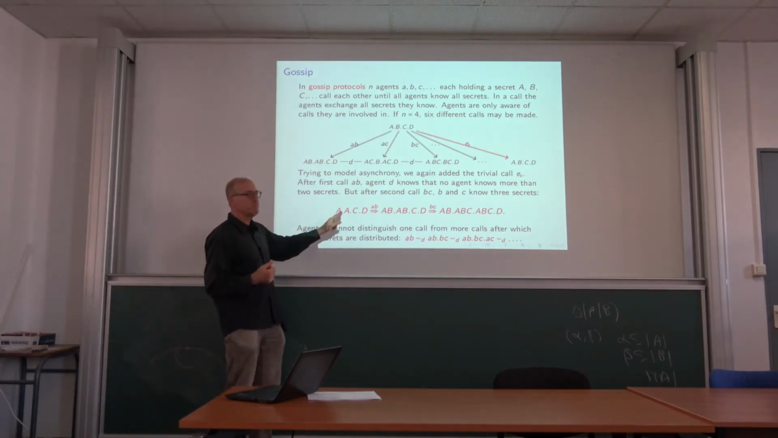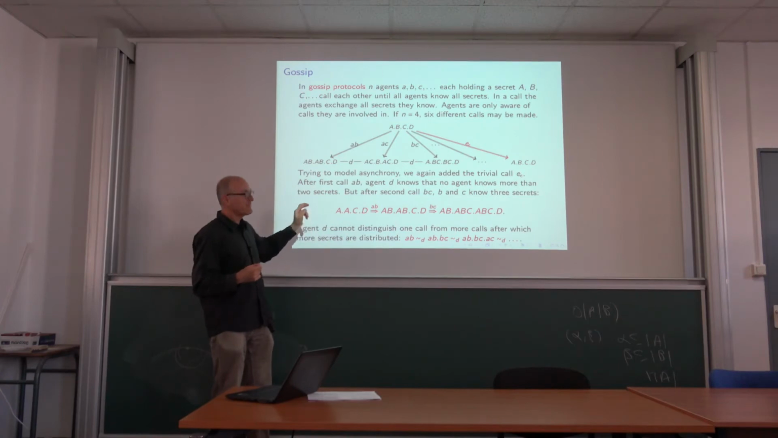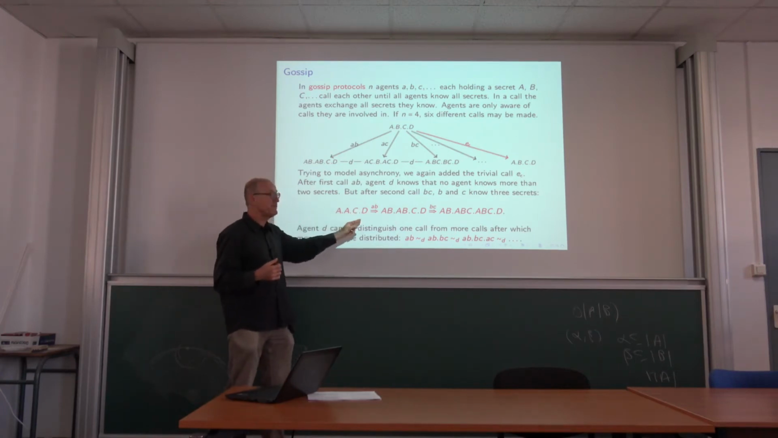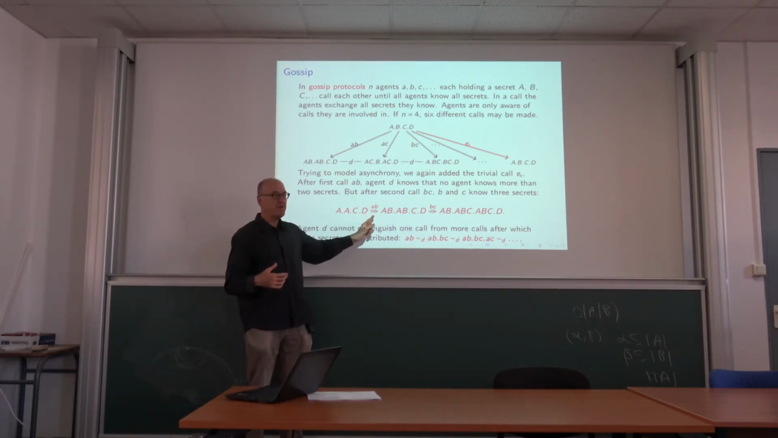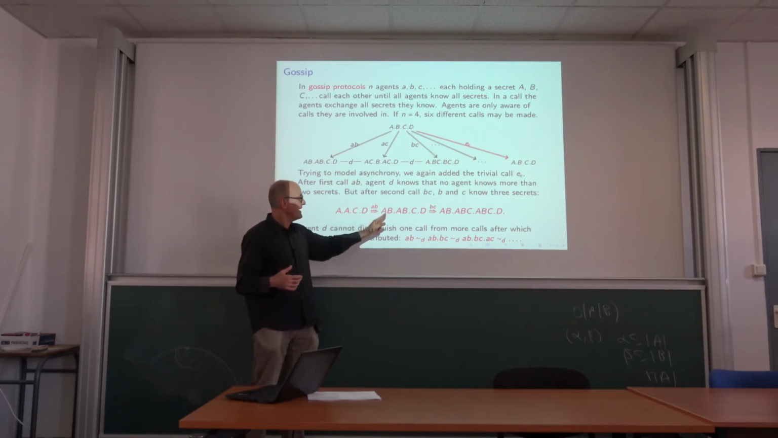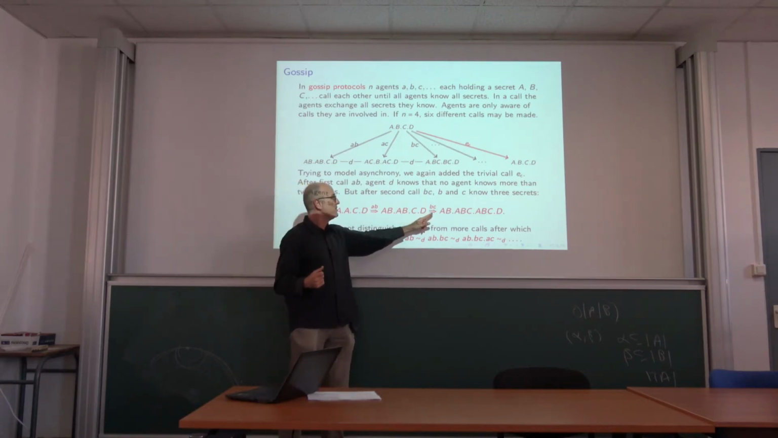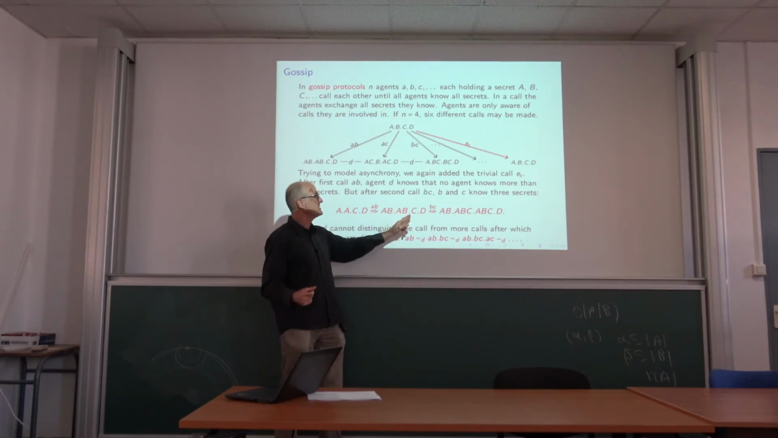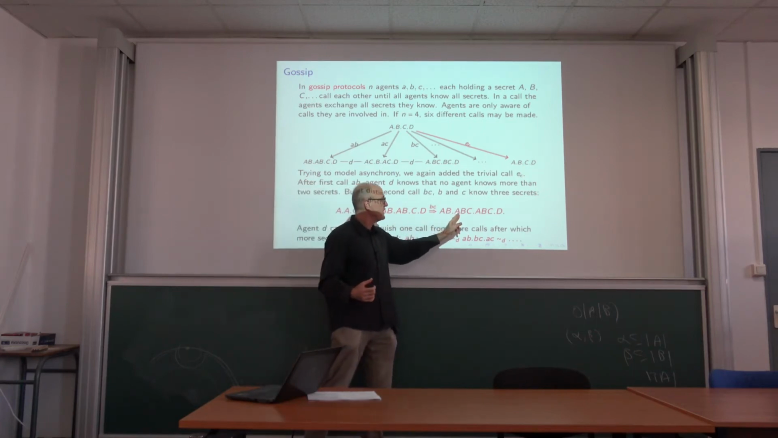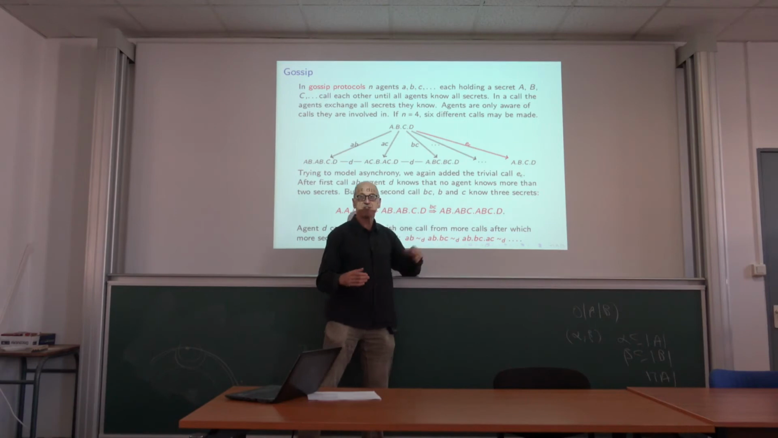So this should be a B. Starting out in a situation where everybody knows a single secret, simply separated by dots. This is not a history, but this just represents a set. Then if A and B call each other, A knows 2 secrets and B knows 2 secrets. Then if B and C call each other, B has 2 secrets, C has 1 secret, so they all 3 know 3 secrets, and so on.